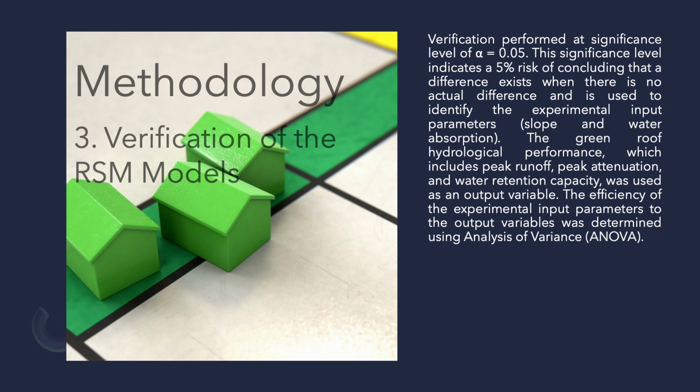Verification of the RSM model was performed at a significance level of alpha equal to 0.05. This significance level indicates a 5% risk of concluding that a difference exists when there is no actual difference, and it is used to identify the experimental input parameters, slope and water absorption.